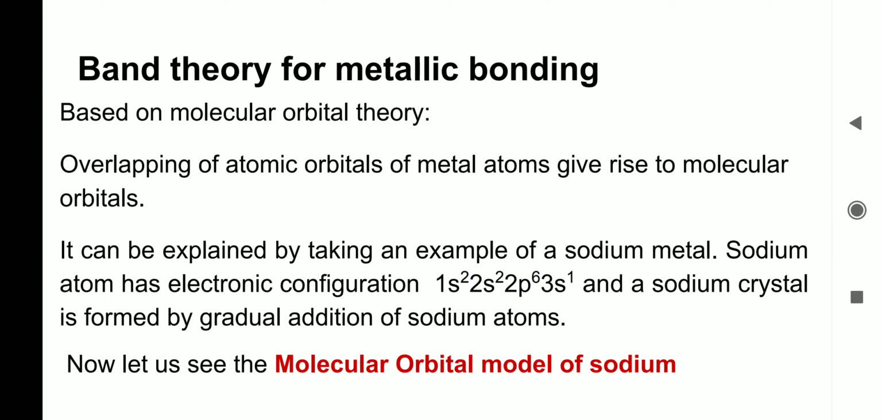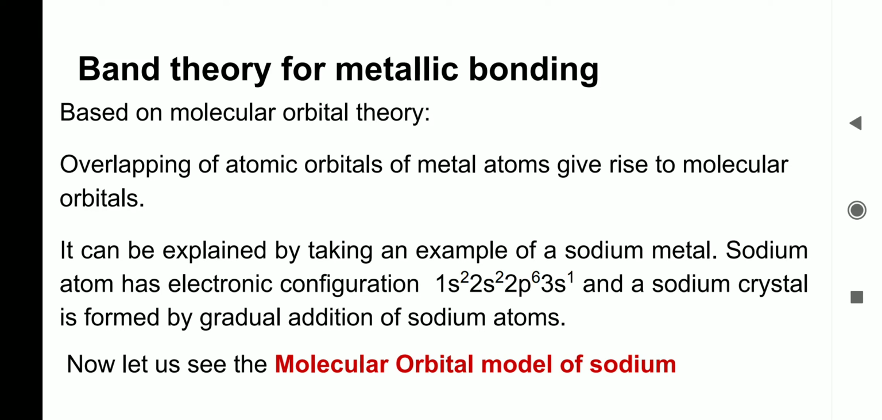Now we have come to the band theory, which is extensively used to explain metallic bonding. This theory is based on molecular orbital theory, and that's why we are studying this theory under the topic of molecular orbital theory. This theory is the application of molecular orbital theory on solids.